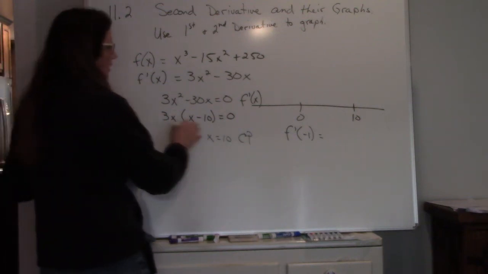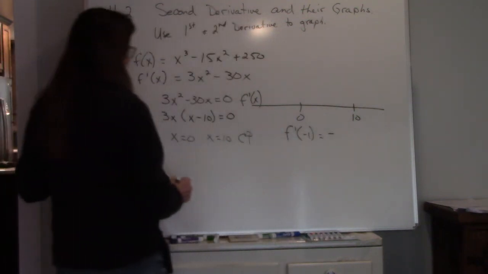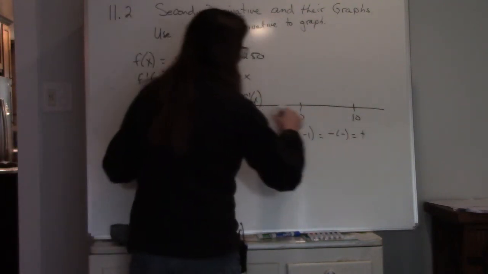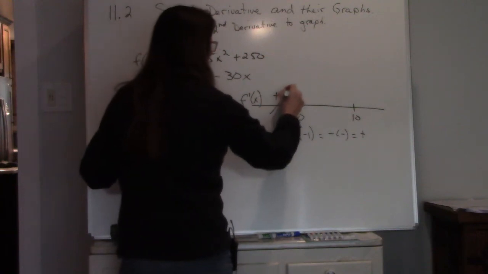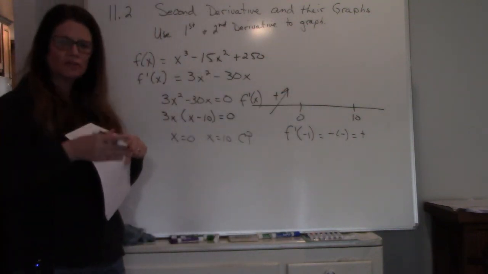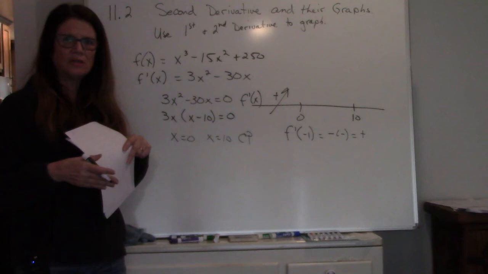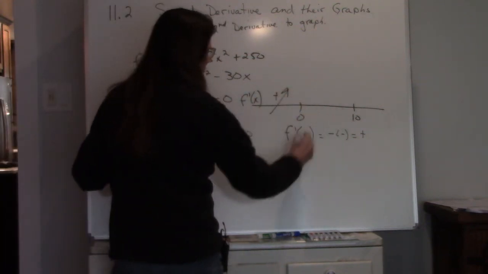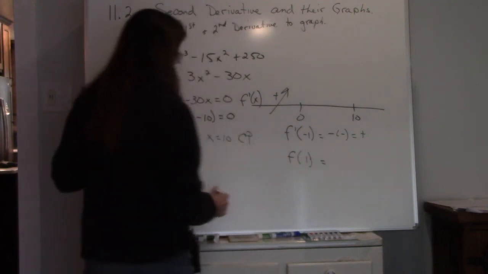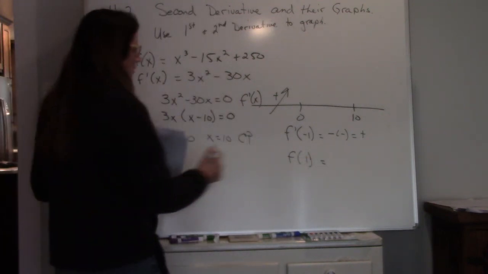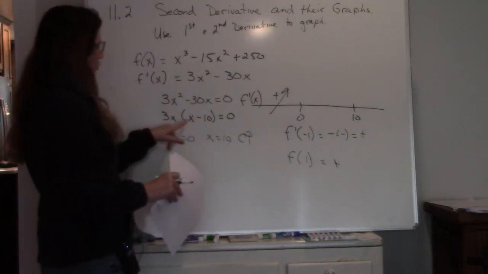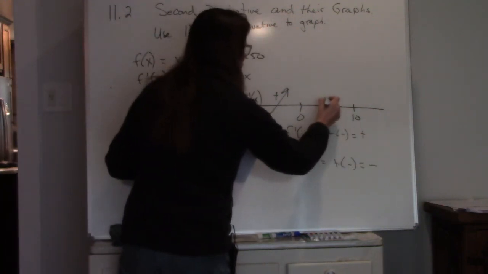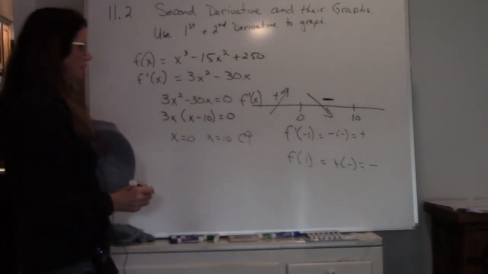So 3 times -1 is a -3. -1 minus 10 is a negative. So in this interval, I am increasing. For the first derivative, I'm looking for increasing or decreasing. The next interval is between 0 and 10, so I'm going to use 1. 3 times 1 is a positive. 1 minus 10 is a negative. So this interval is decreasing.